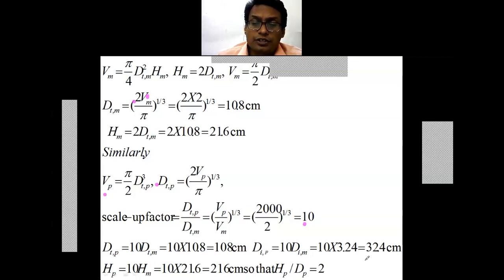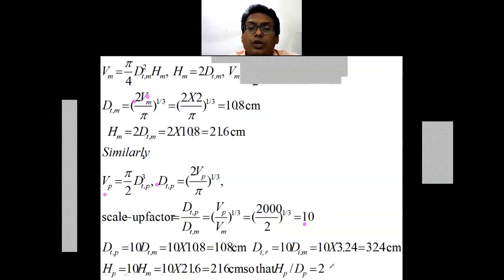32.4 centimeters. Then the height of the prototype will be equal to 10 times the height in the model, so that corresponds to 216 centimeters. So the height upon the diameter of the prototype will be equal to 2.